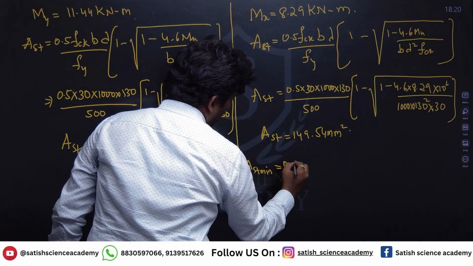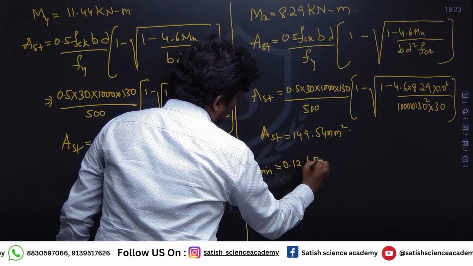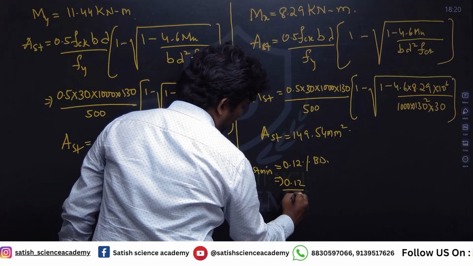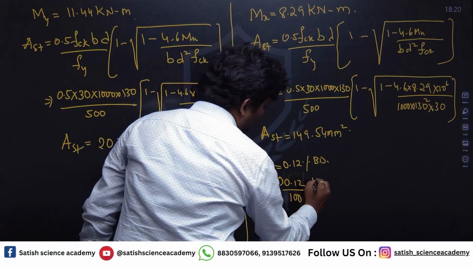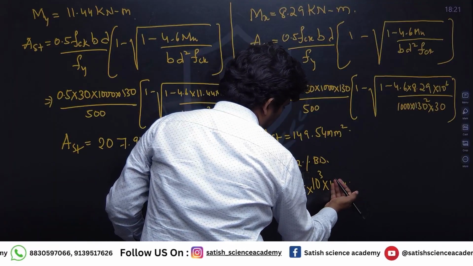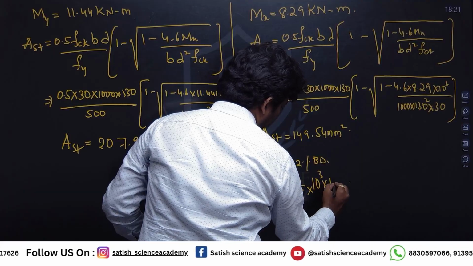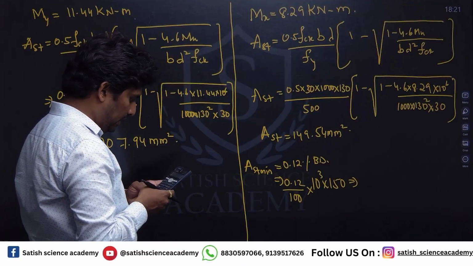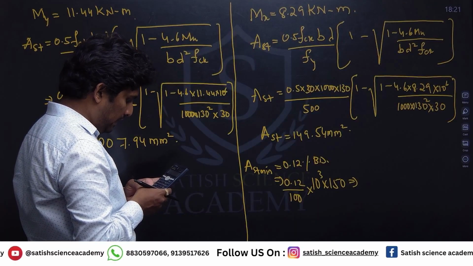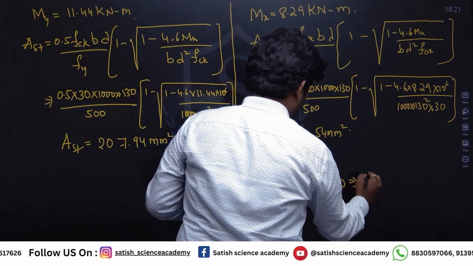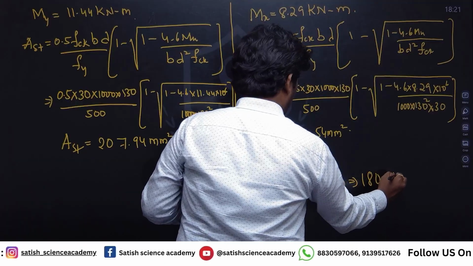Minimum Ast is 0.12% of b D. So this is 0.12 divided by 100 into b value 10 raised to 3 into D value 150. So this is 0.12 into 1000 into 150 divided by 100. So minimum Ast is 180 mm square.